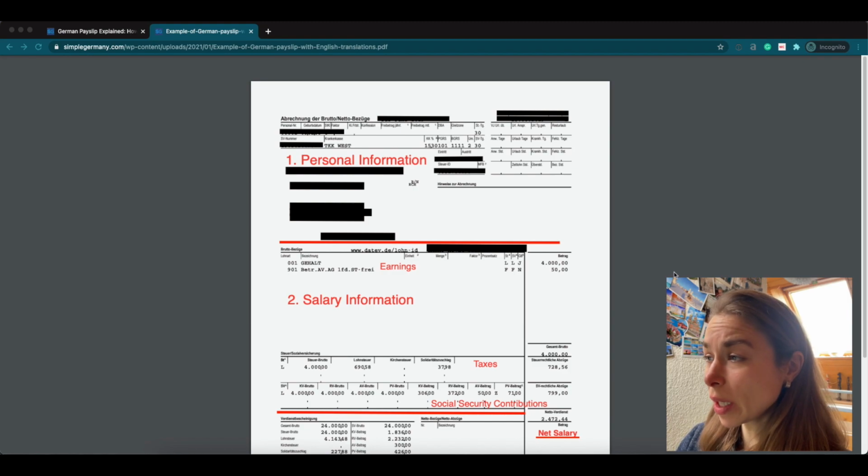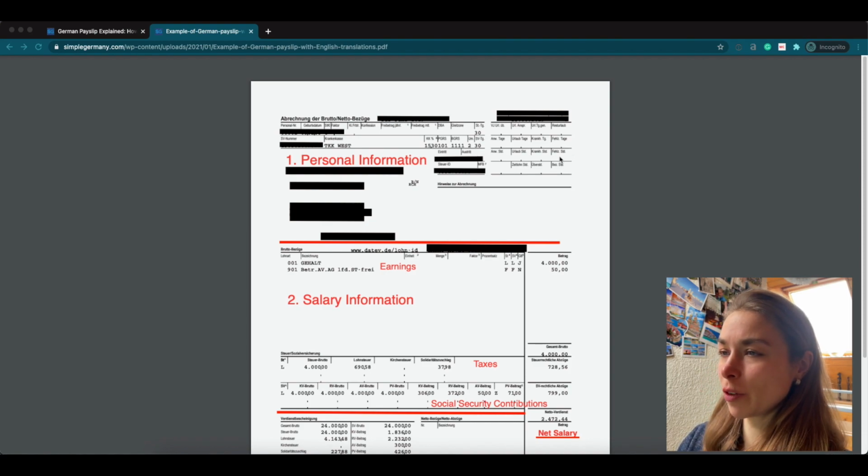Okay, so here we are, and I have scanned and edited, as you can see, a typical German payslip. Like I said, yours might look slightly different, but the information on there is the same, which we will go through in different steps now. You can already see I've numbered them. So let's just start right from the top.